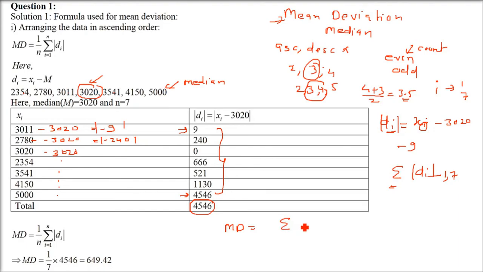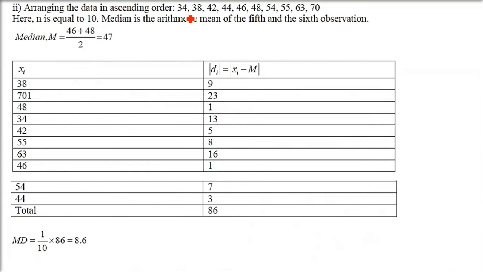So the mean deviation formula is sigma of di, which is the sum of the second column, from i equals 1 to 7. You're going to add all these 7 numbers, and then you have to divide by n. How many numbers are there? 7 numbers. This 4546 is the total, and then divide it by 7. Don't worry about the numbers; I hope you'll be able to do all the computations properly. But the basic thing is that you need to know the concept, how to do this.